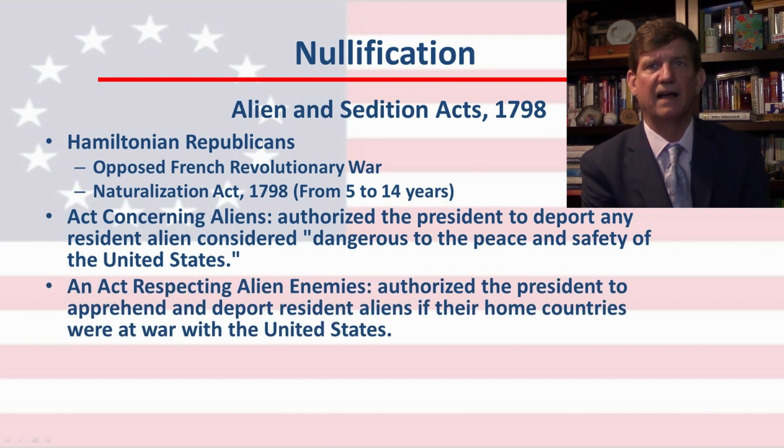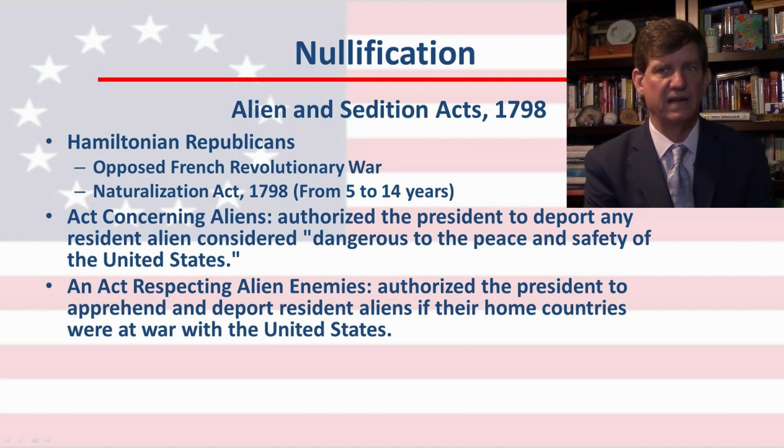Congress also passed an act concerning aliens. It authorized the president to deport any resident alien considered, quote, dangerous to the peace and safety of the United States. An act respecting alien enemies authorized the president to apprehend and deport resident aliens if their home countries were at war with the United States. All of this was directed at England and France.